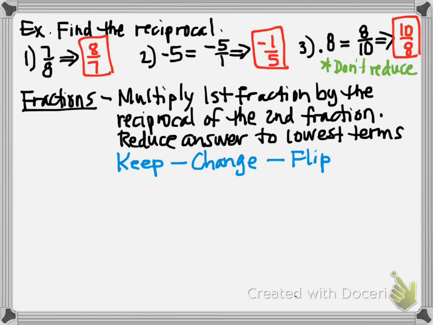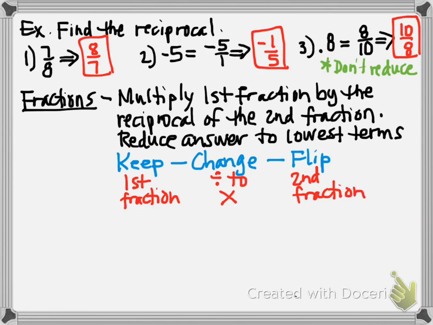So let me add a little thing here. So keep the first fraction. So we don't touch him. Change division to multiplication. Flip the second fraction, which again is a kind of a crass way of saying reciprocal.